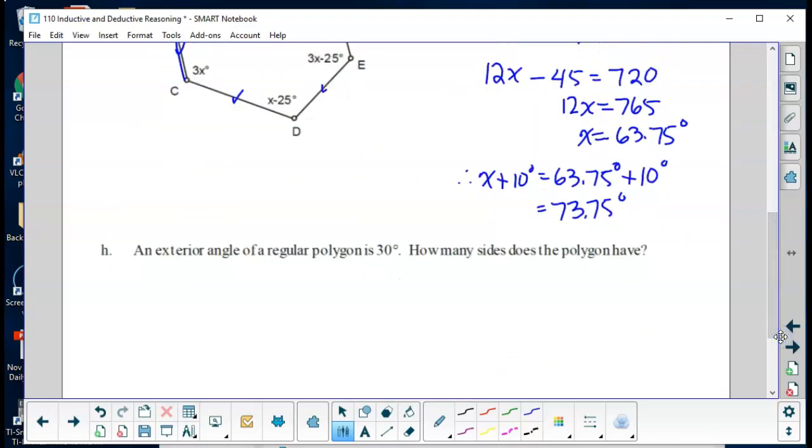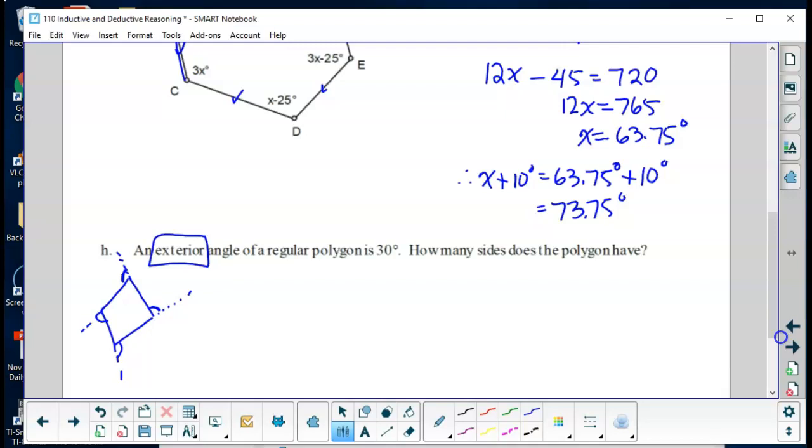And then an exterior angle of a regular polygon is 30 degrees. How many sides does the polygon have? Okay, so basically, just make sure this is exterior. Exterior means, if you have something like this and you extend it out, that's exterior. If you extend this out, that's exterior. All going in the same sort of direction from there.